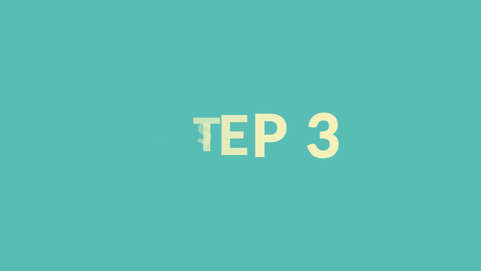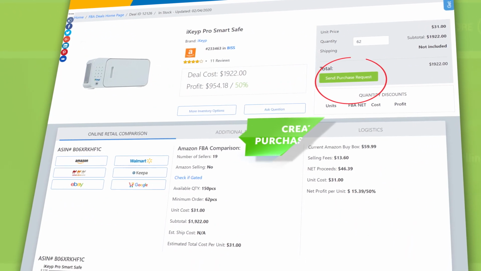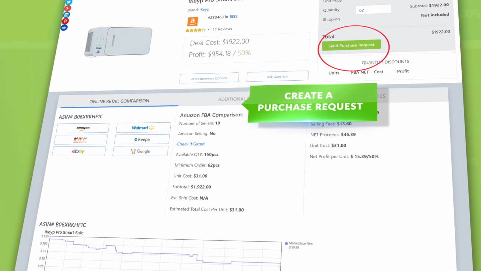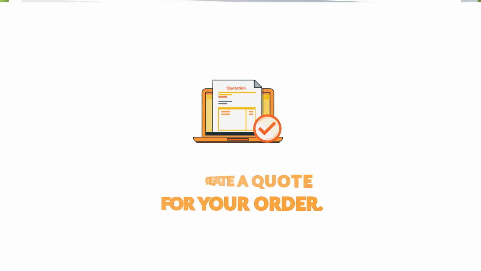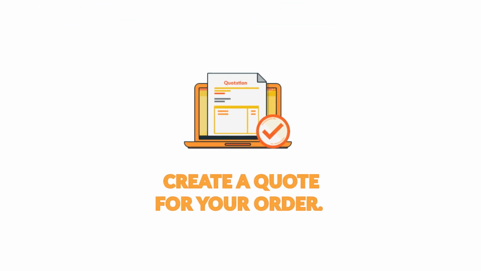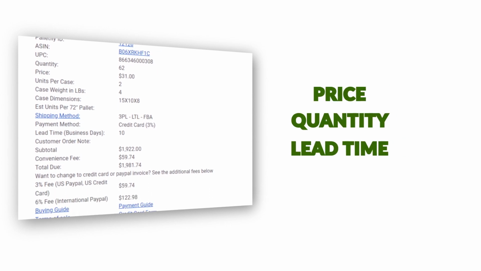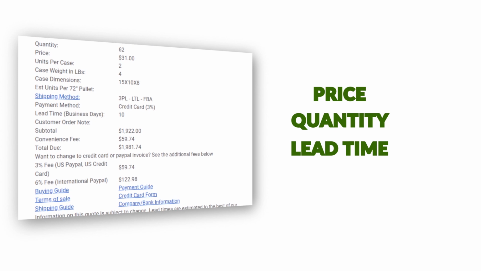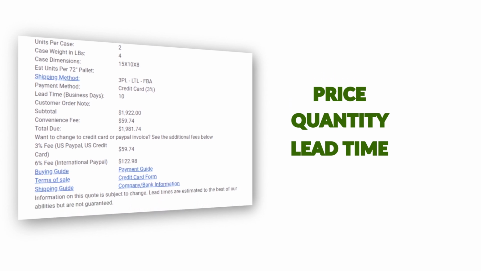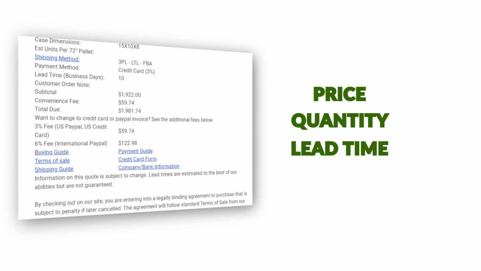Step 3. Send a purchase request on Palletfly.com. Once your request is received, our team will work on creating a quote for your order. The quote will contain a breakdown of your order details, including price, quantity, lead times, or other notes. Be sure to review this information as it may have changed from what is published on the product page.